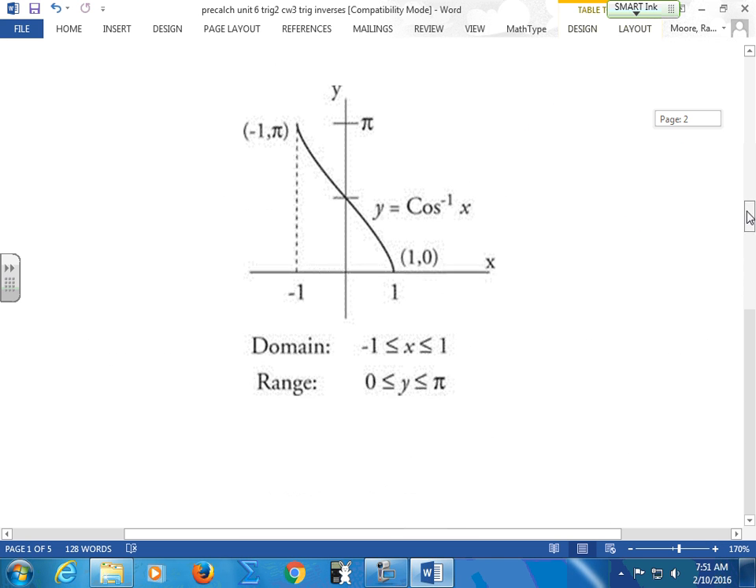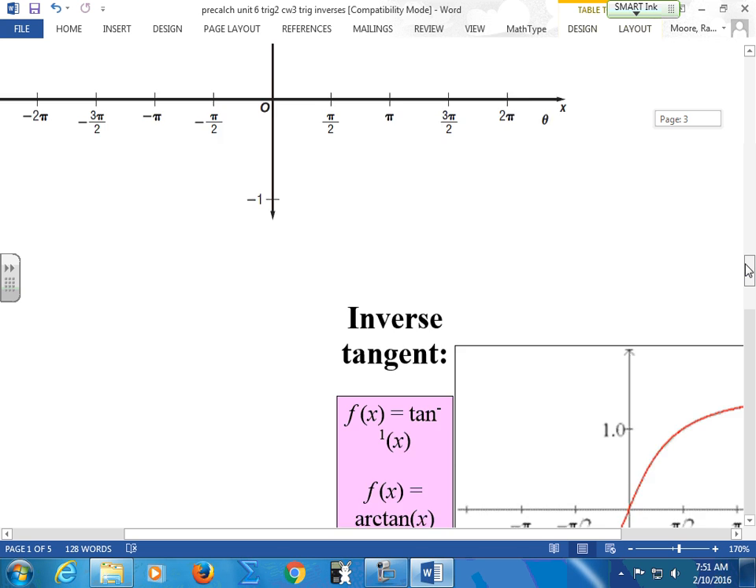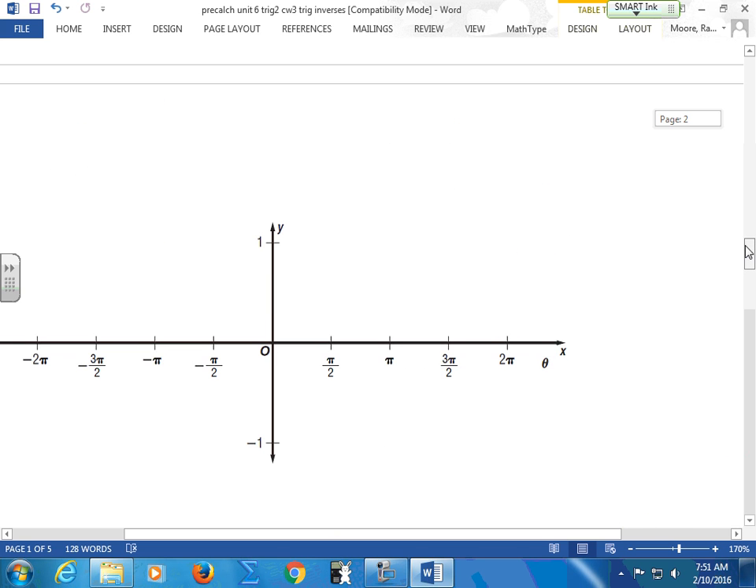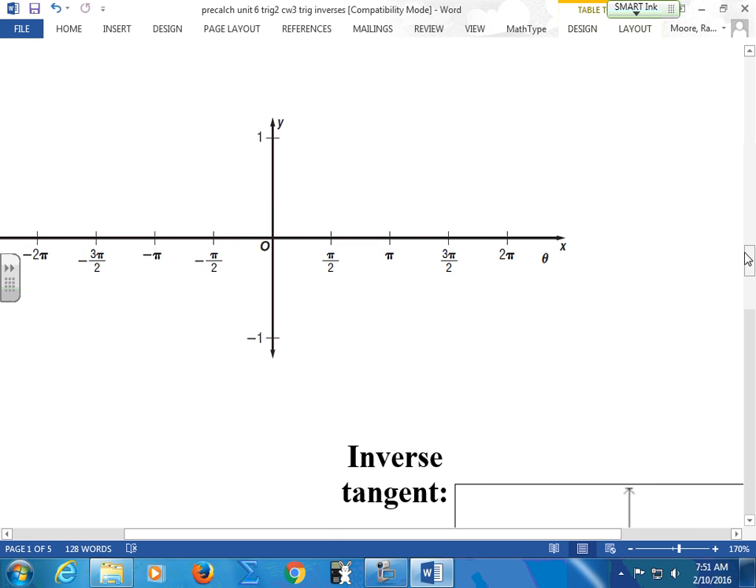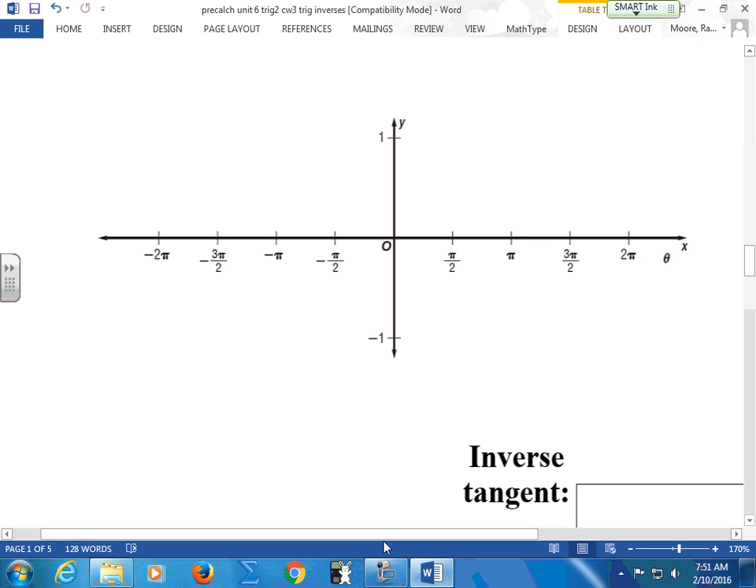I'm going to pass cosine for a minute. I'm going to drop down to tangent. Tangent is easy.